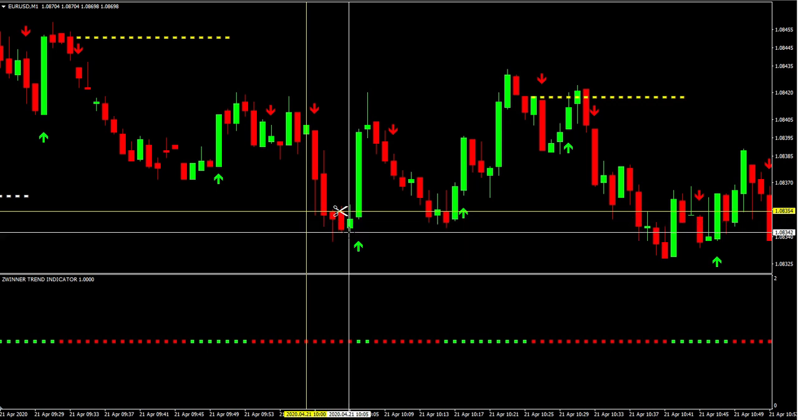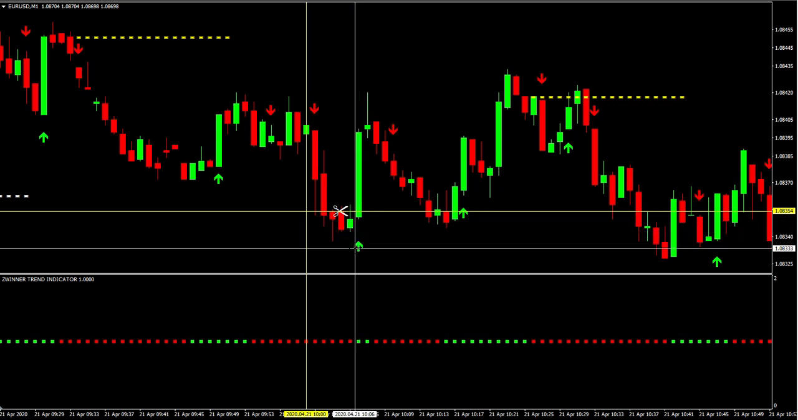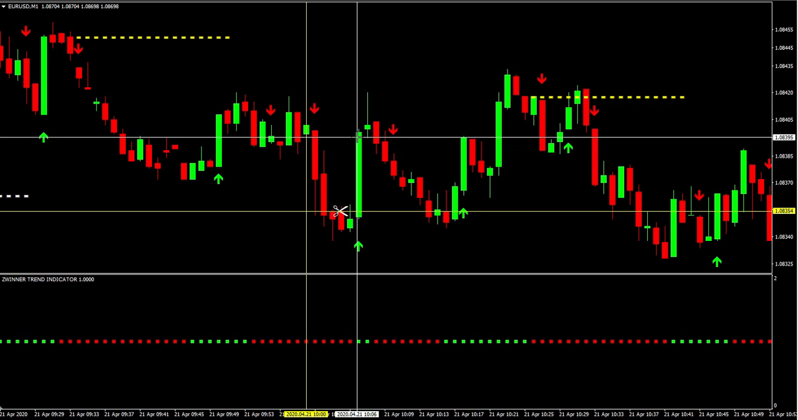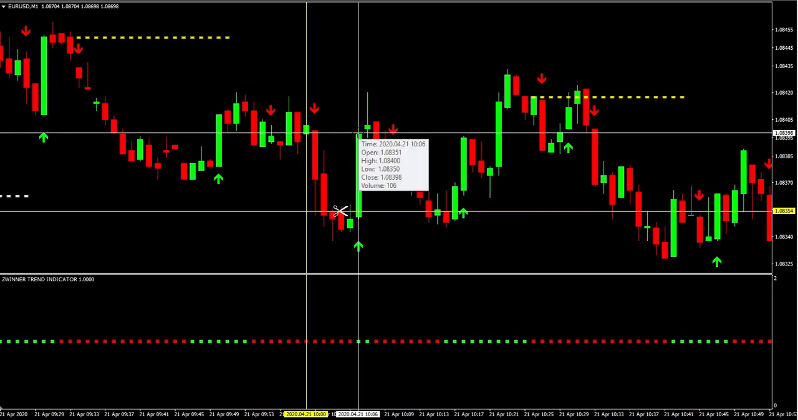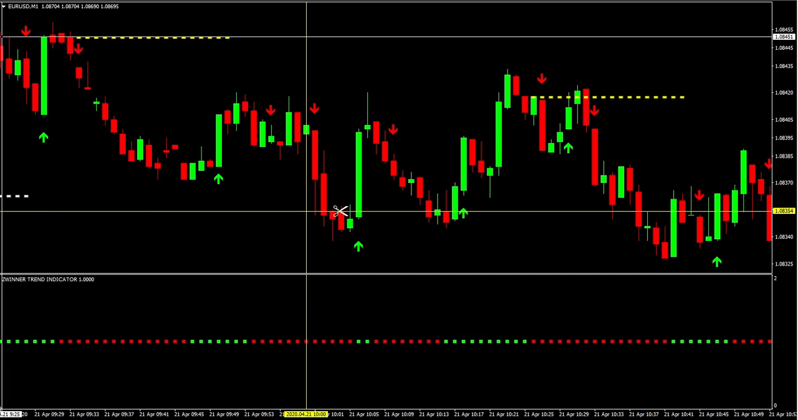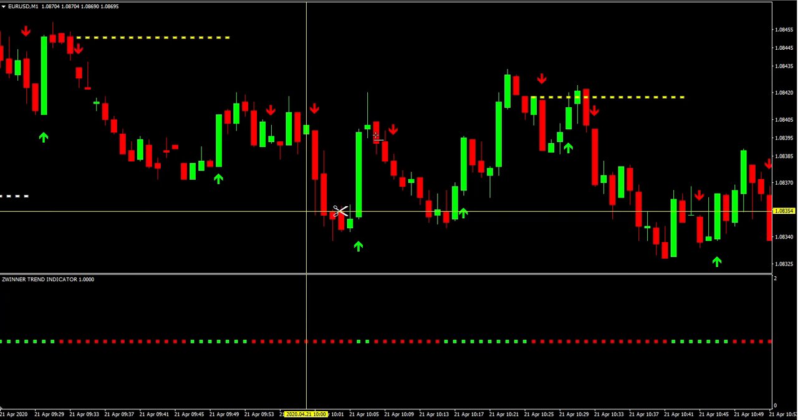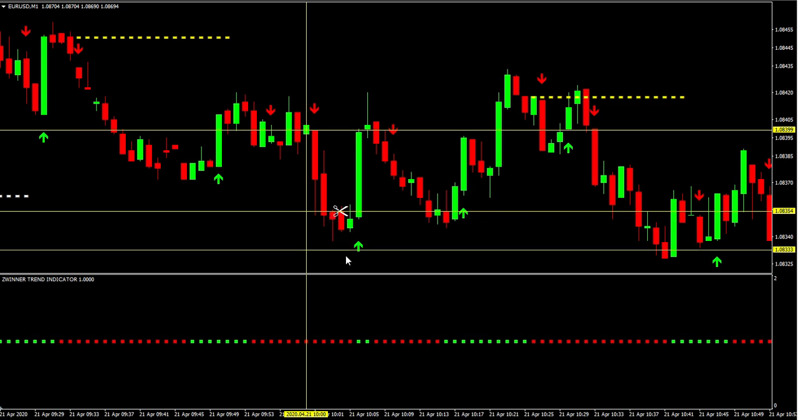So we wait for the next candle. This is the next candle. Then we have another candle, a long candle, and it is giving you a buy signal here. Let's see. So we will enter the buy at the open of the new candle here, and we will place our stop loss about a few pips below the most recent low up here.